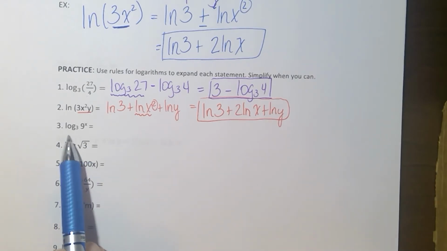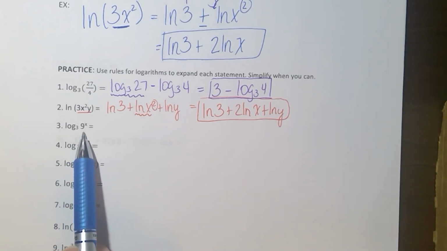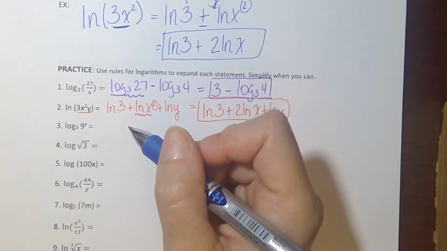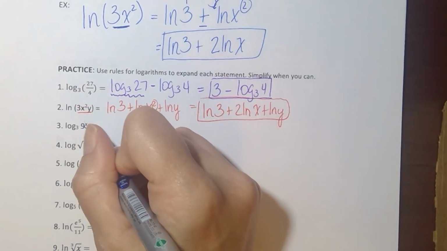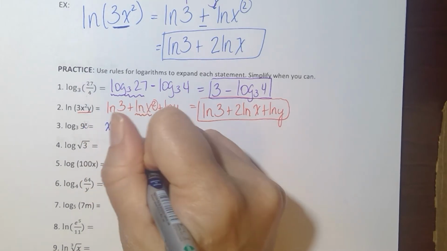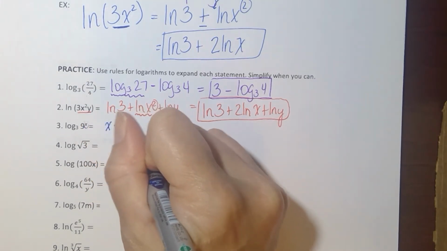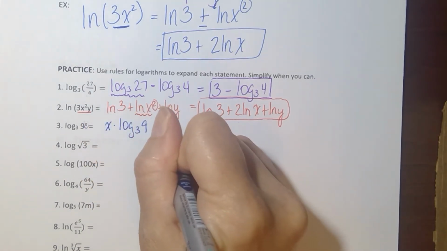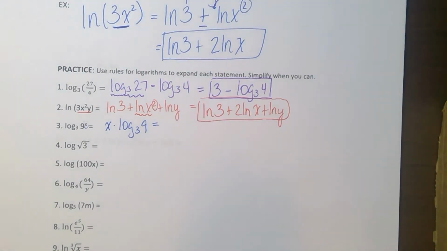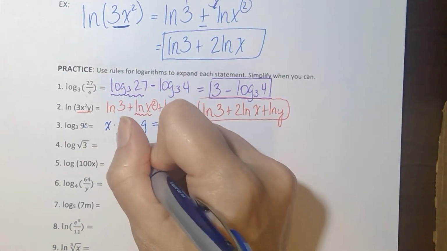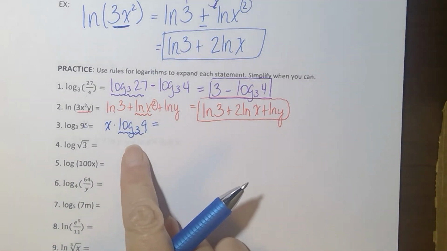Number 3, log base 3 of 9 to the x. 9 to the x is my argument. I'm not multiplying or dividing, but I do have a power. So I'm going to apply the power rule, which gives me x times log base 3 of 9. And then I look to see if I can simplify further. And I can, because this is a nice integer answer for me.